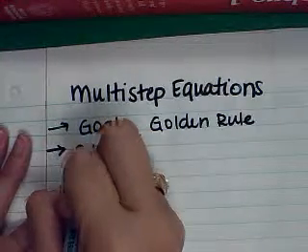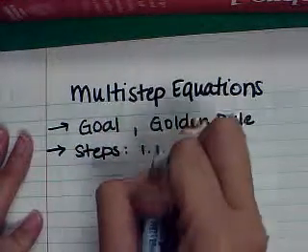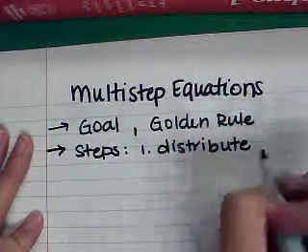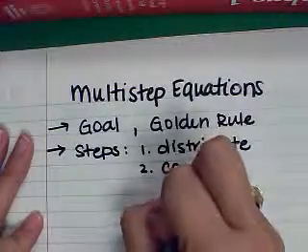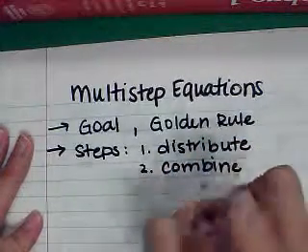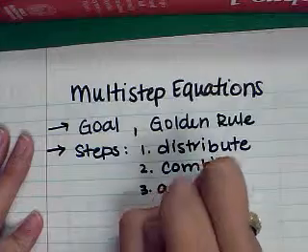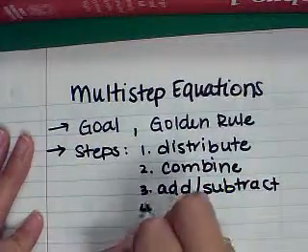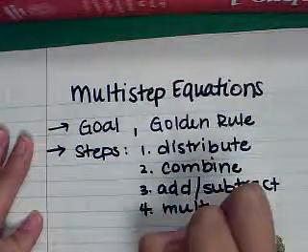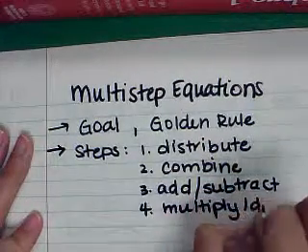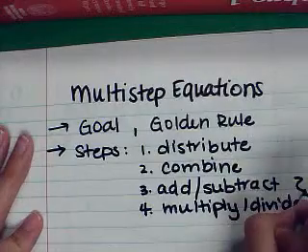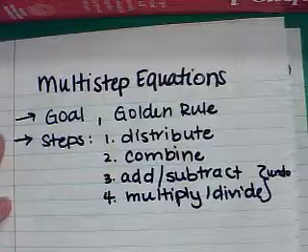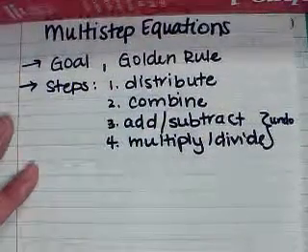And now our steps for working out these problems are number 1, to distribute. So that would be multiplying when there's parentheses. Step 2, combine your like terms. Step 3, add or subtract, depending on what's already going on. And 4, multiply or divide, again, depending on what's already going on. The purpose of these two steps is to undo what has already been done. Okay, those are the inverses. We need to look at a couple of examples.